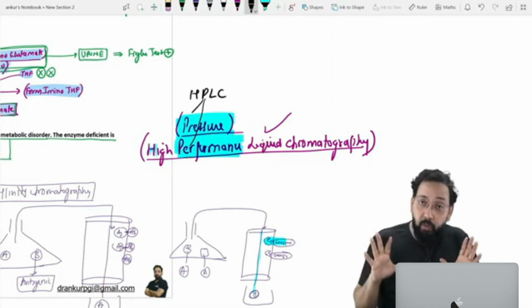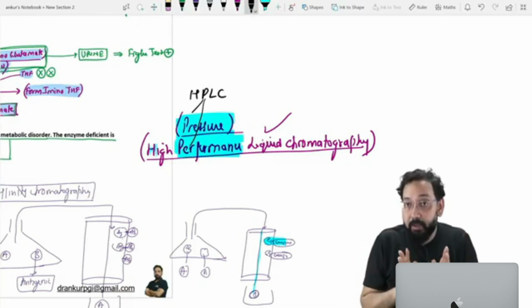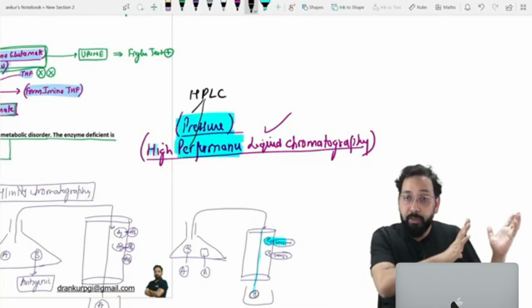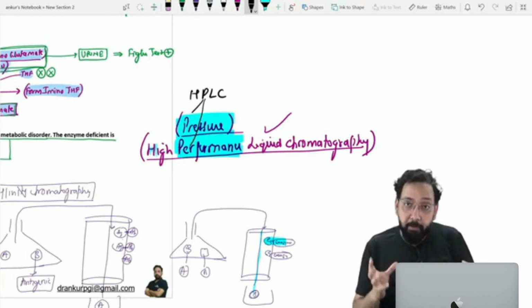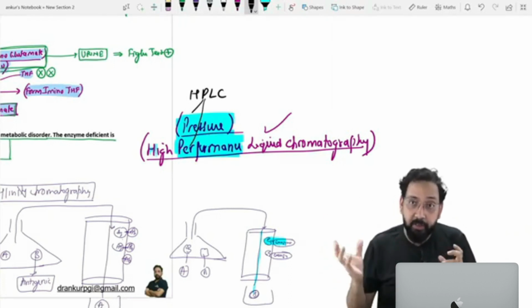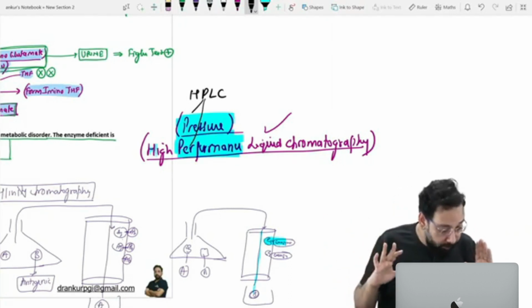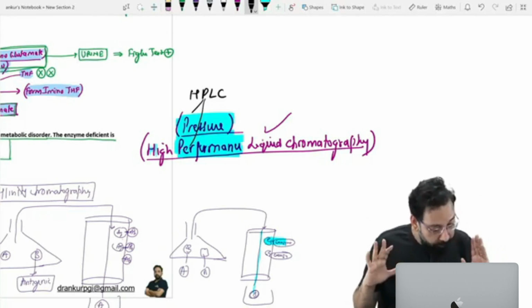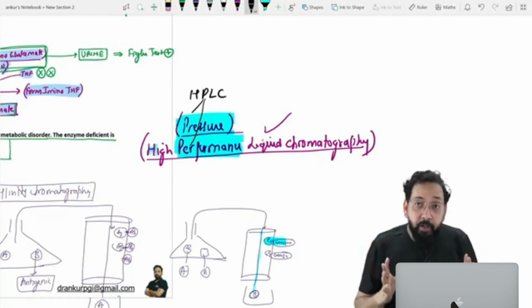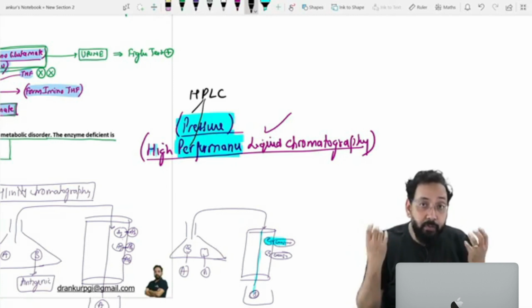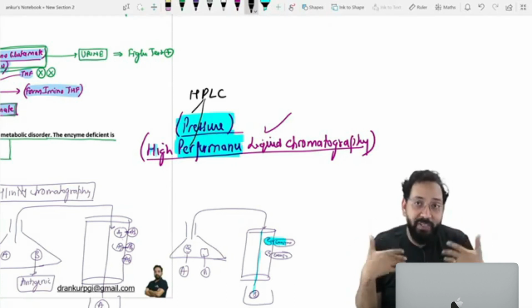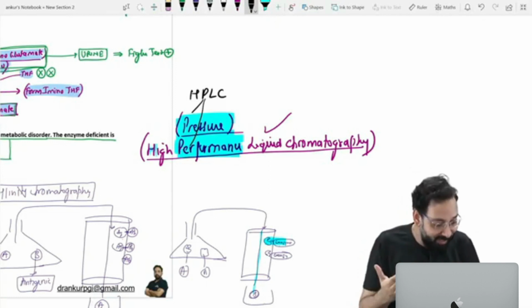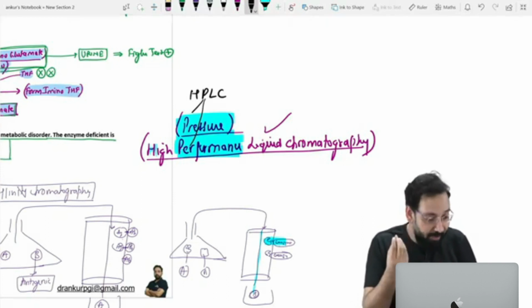We all know that performance is increased by pressure. We could not read biochemistry in a whole year, but with the help of the pressure of PG entrance, now we are studying. We are studying in 4 or 5 days, because we have pressure, our performance is increased. So we are increasing the performance by increasing the pressure.